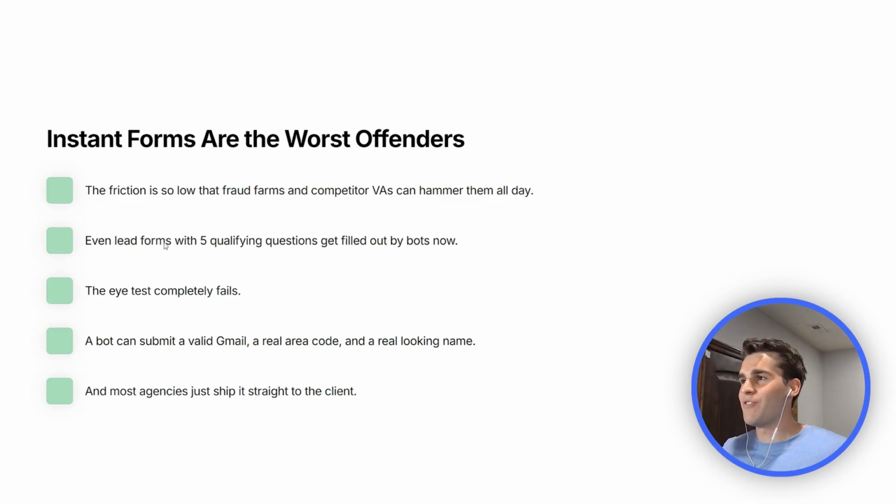Even lead forms with 5 qualifying questions, because I see this all the time. They're like, okay, well, I'm running instant forms, but I made it long and I made it 5 qualifying questions. It's like, okay, you're still attracting garbage. So that is the problem with instant forms.